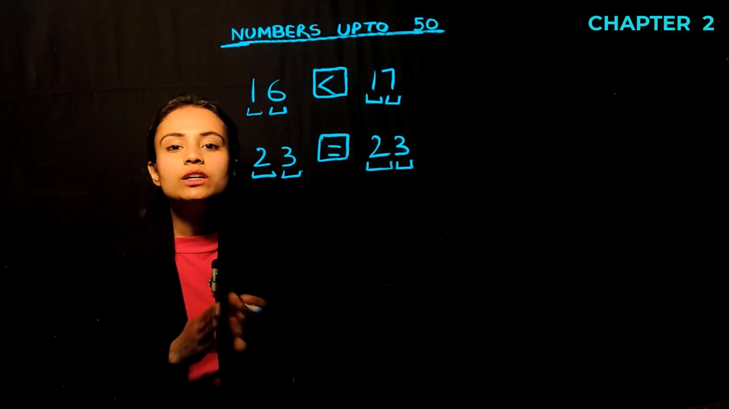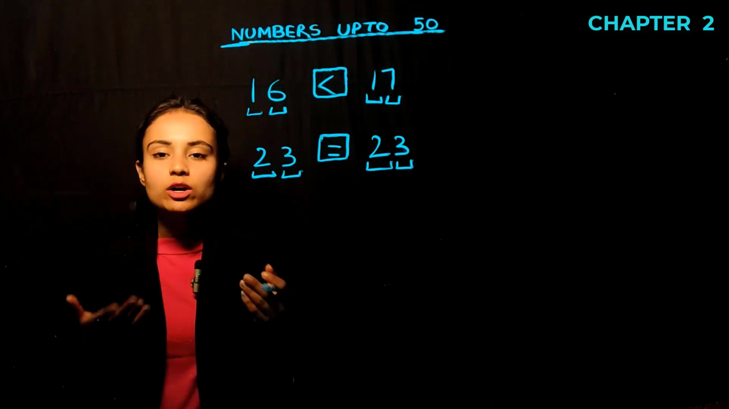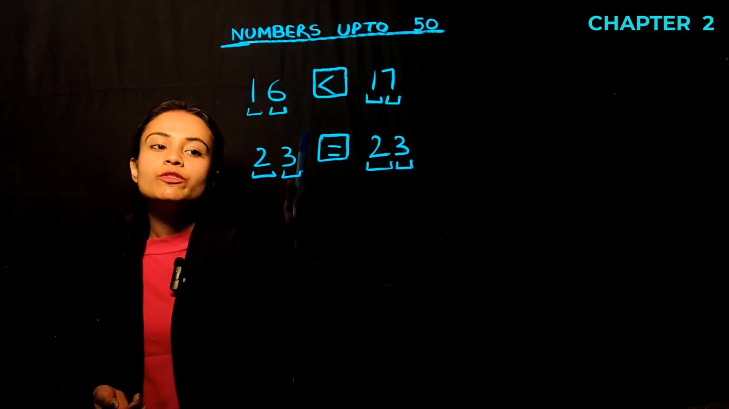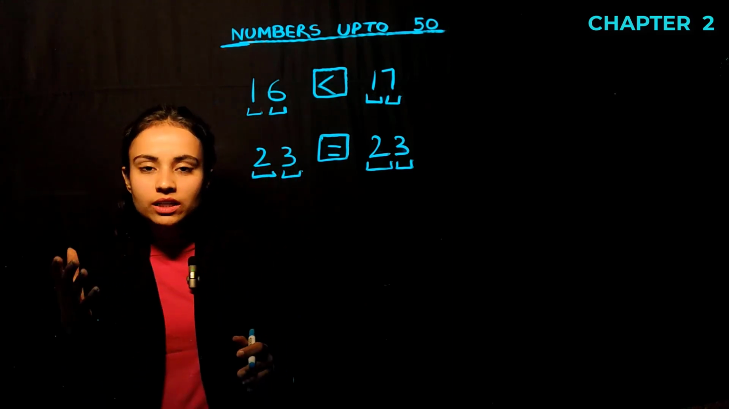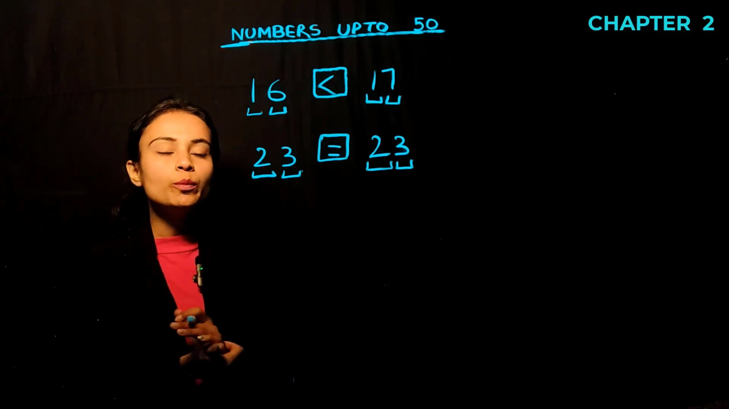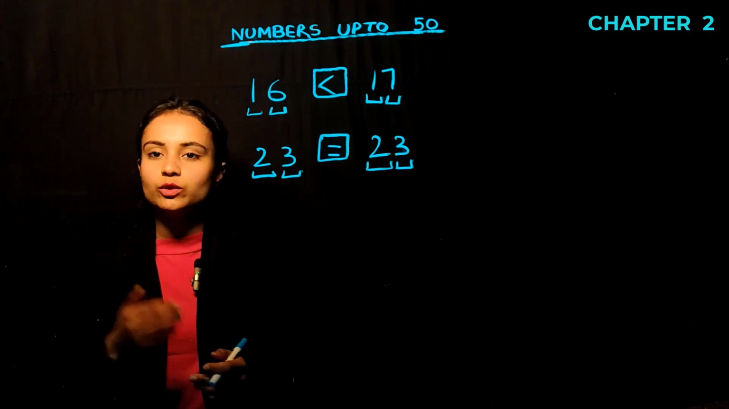In the similar manner, we have to perform rest of the parts. So I hope you can do them by yourself. You have to first compare the tens digit and then move on to the ones digit. The one with the greater number will be the greater one. So I hope you can do rest of the parts by yourself. And if you have any doubt, you can refer to your teacher.